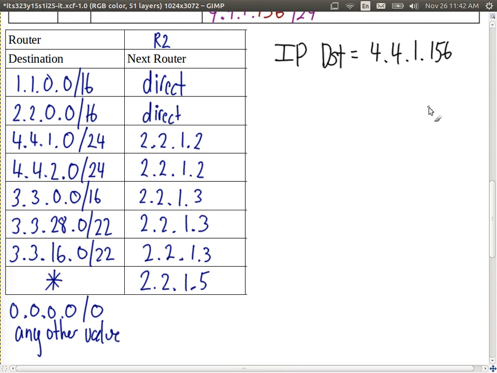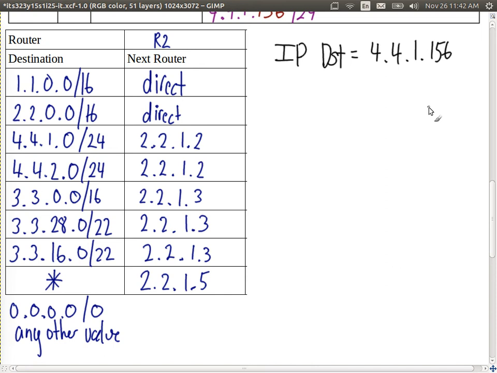4 is what? 5 zeros, 1, 0, 0. 1 is 7 zeros, 1. So in fact, 5 bits match, and then we have a difference. So the first 5 bits match, but then we have a difference. Now, what we need is the first 16 bits to match. The subnet mask tells us we need 16 bits to match, which they don't. So therefore, we say this does not match.